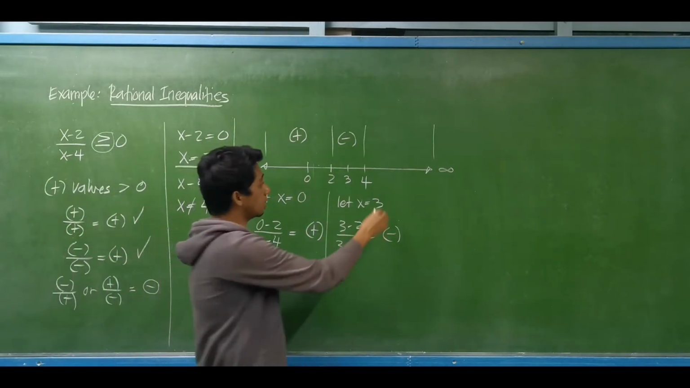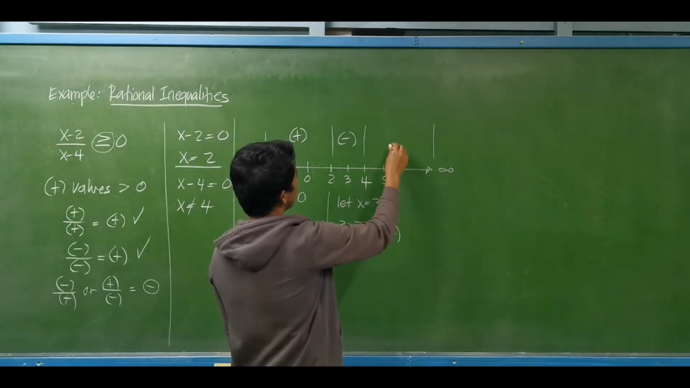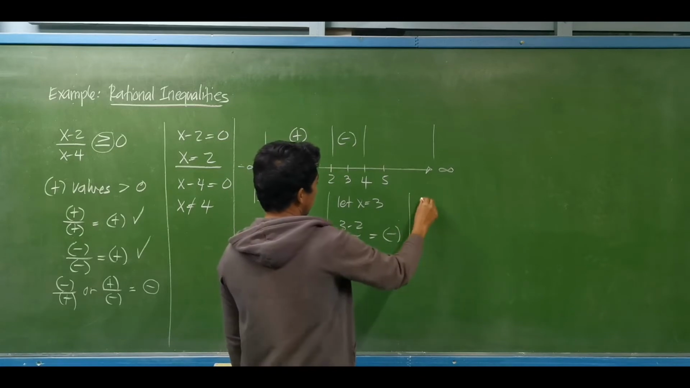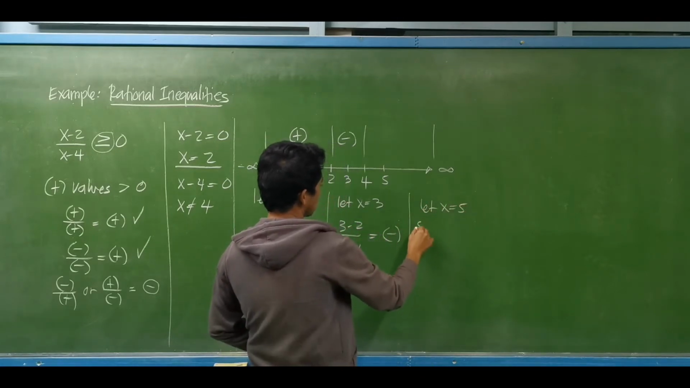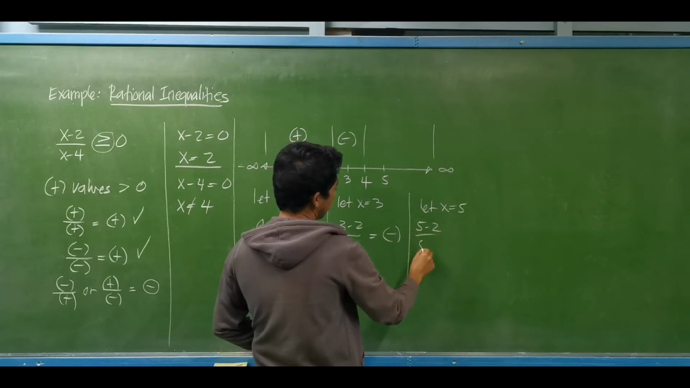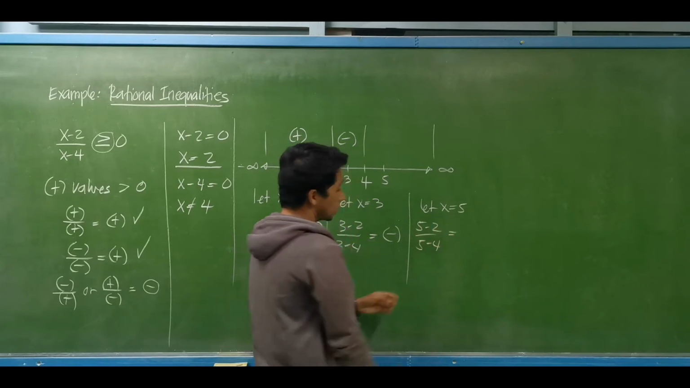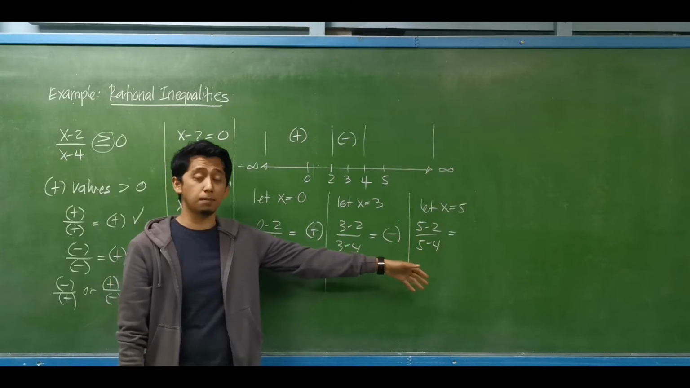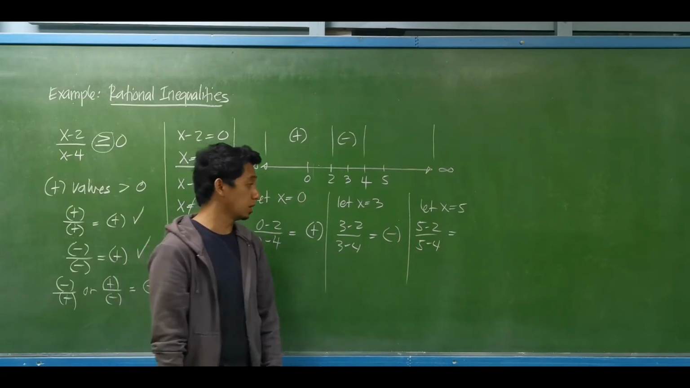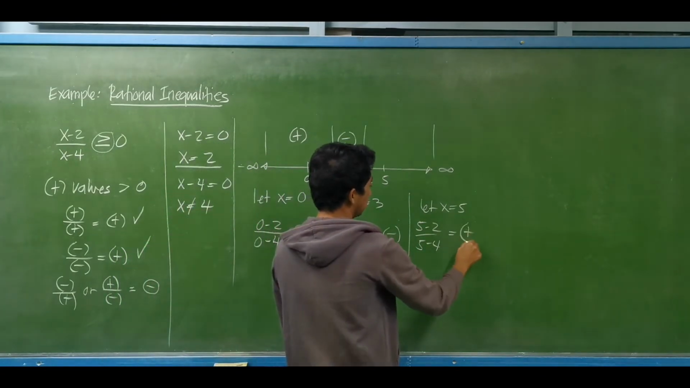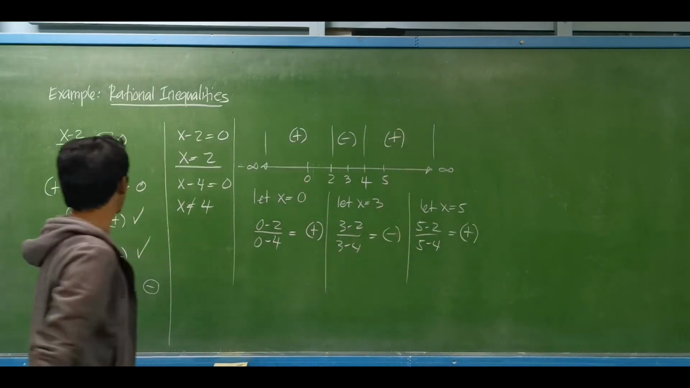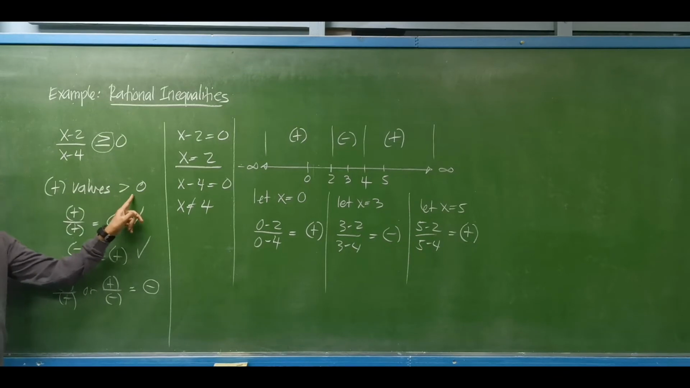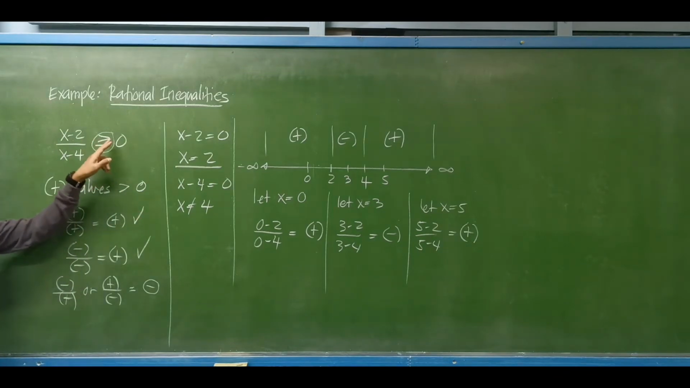And for our last interval, let's use 5. Let x = 5. This is the same as (5 - 2)/(5 - 4). So 5 - 2 is positive 3, and 5 - 4 is positive 1. That will give us a positive quotient. So this is also positive. Take note that we are looking for positive quotients since we have the sign greater than or equal to 0.